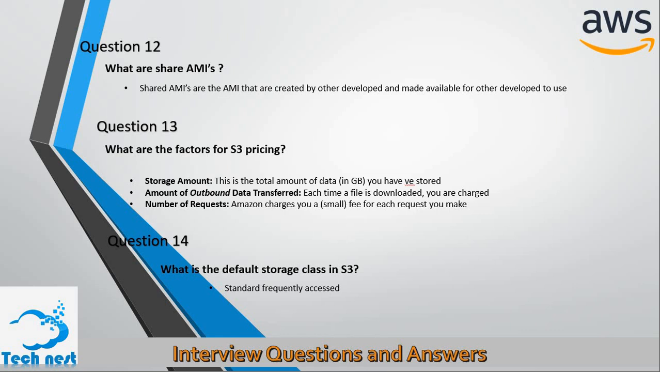Next question. What are the factors of S3 pricing? S3 pricing is based on storage amount, amount of outbound data transferred, and number of requests. Storage amount is the total amount of data in GB you have stored. S3 will be priced based on that factor. Amount of outbound data transferred: each time a file is downloaded, you are charged. Then comes the number of requests. Amazon charges you a small fee for each request you make.